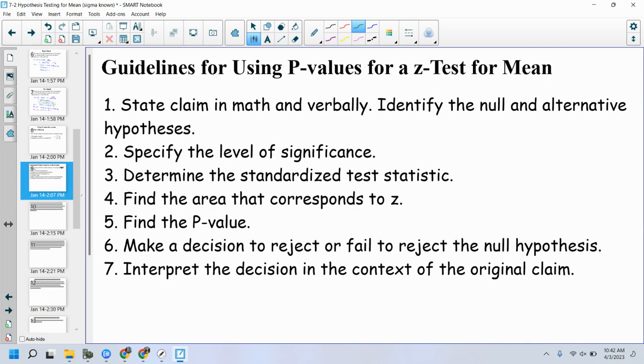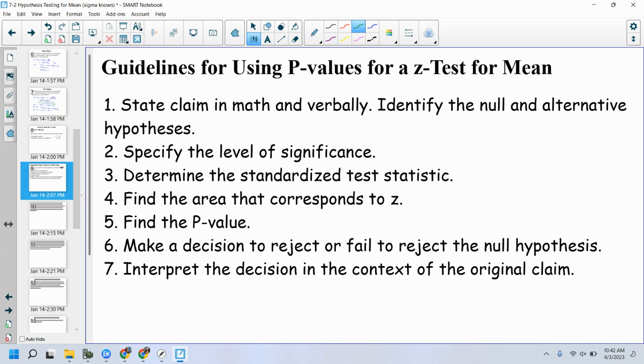So just as a reminder, this is the same thing that we were talking about before, the steps for hypothesis testing. We state the claim in math and verbally. Write it out. Identify the null and alternative hypotheses. Figure out where our claim is and where it goes in. Second thing, specify the level of significance.